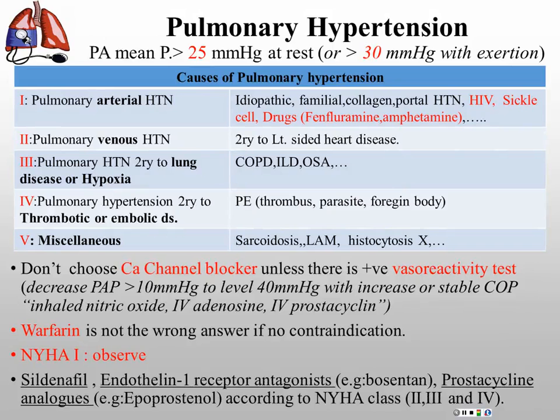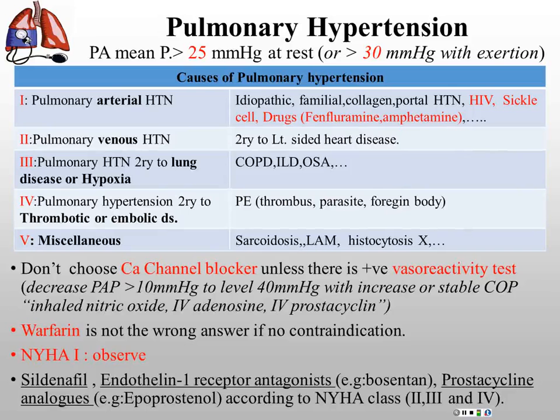The target number we look at is 25 with rest. Sometimes we can do exercise in the cath lab to see if this number with exercise will be above 30. This is the actual number. Most of the studies use the 25 number, or 30 with exercise. You should remember your classes from 1 to 5.